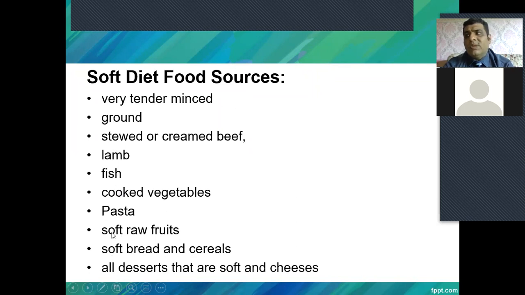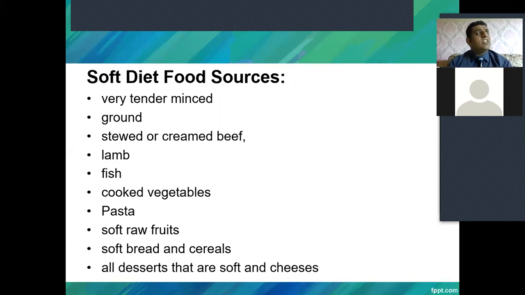And then soft raw fruits, the banana is the best example. Then soft breads, and all desserts are soft, or sometimes we add cheese also, that can be a soft diet. And if the patient needs lamb or fish or sometimes chicken, it should be cooked in such a way that all the pieces are broken down into small, chewable pieces, which do not need any biting.